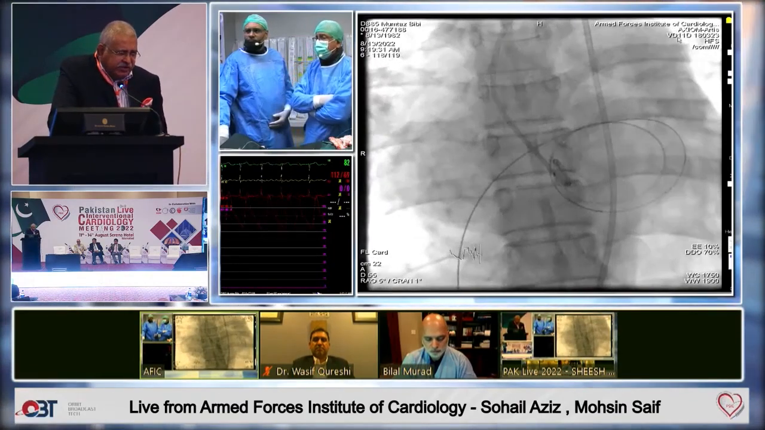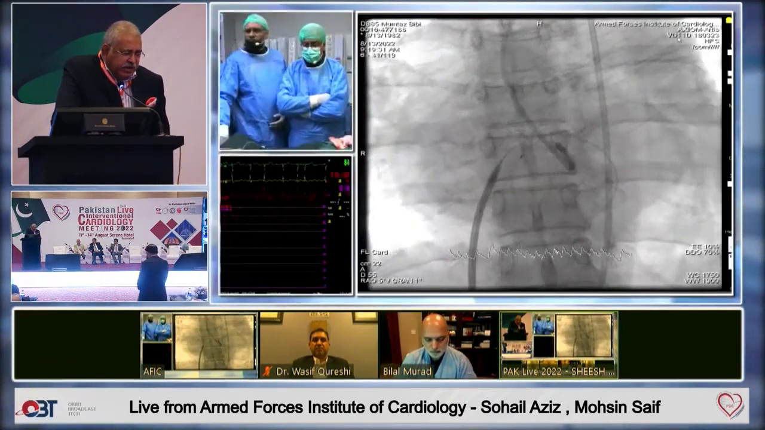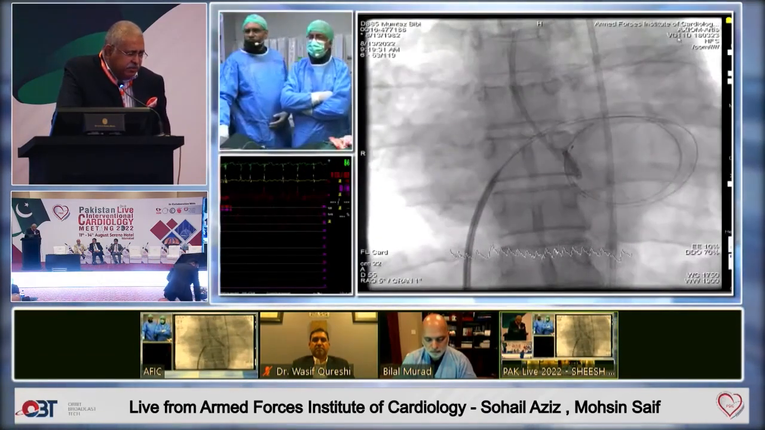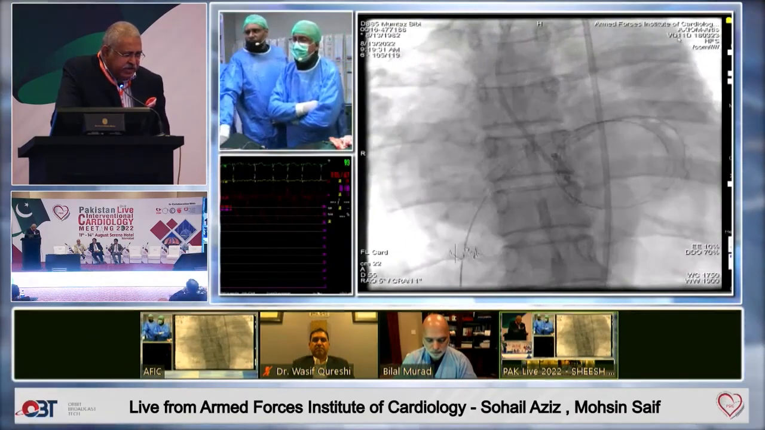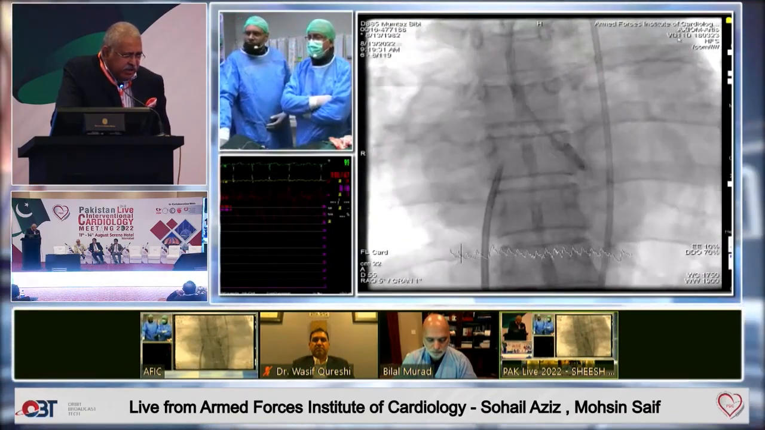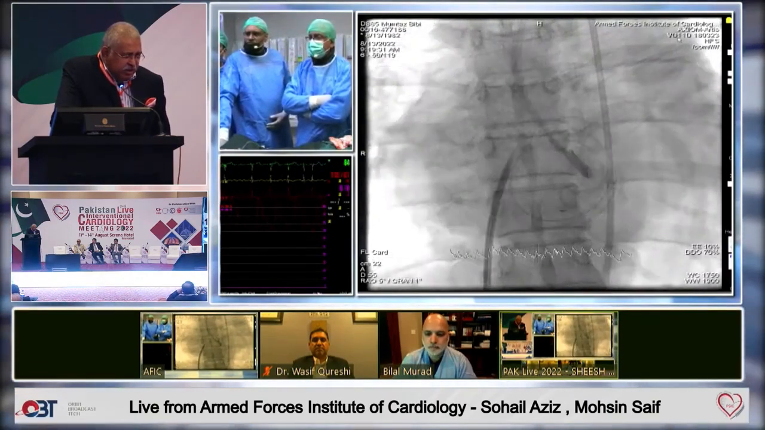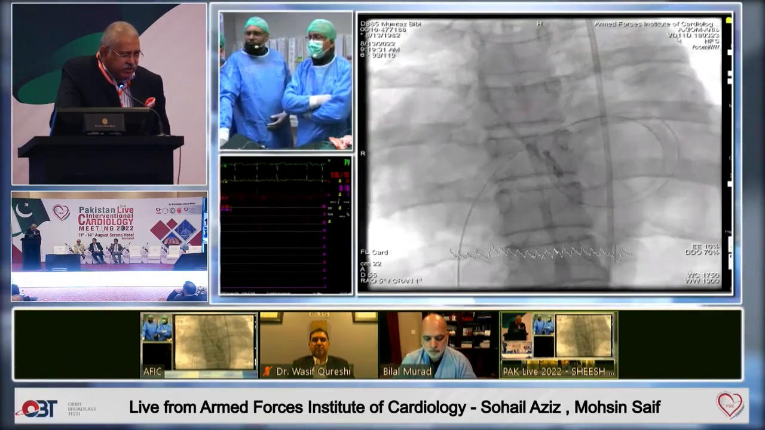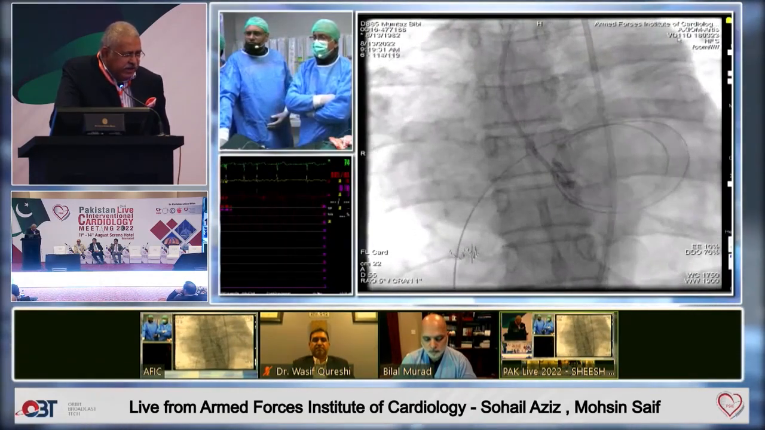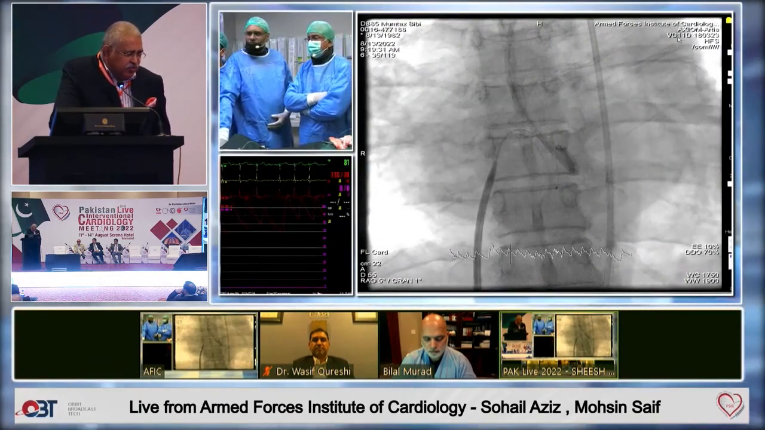Sohail sahab, can I interfere? We in NICVD basically use multiple views. That is, in AP view, we use the pigtail as a marker, and we see the superior and inferior landmarks for the puncture. And then we go into LO90, where we see the anterior and posterior boundaries. On that basis, we decide to go for the puncture.